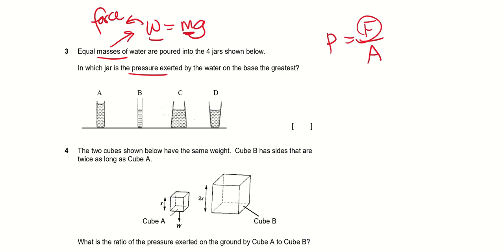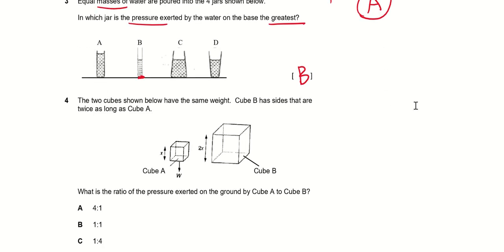A lot of people like to think that mass is equal to force. It is not. Now they all have the same force. Now they are asking for the greatest pressure, so the greatest pressure will come when area is the smallest. So the answer will be B. The contact area with the floor is the smallest.